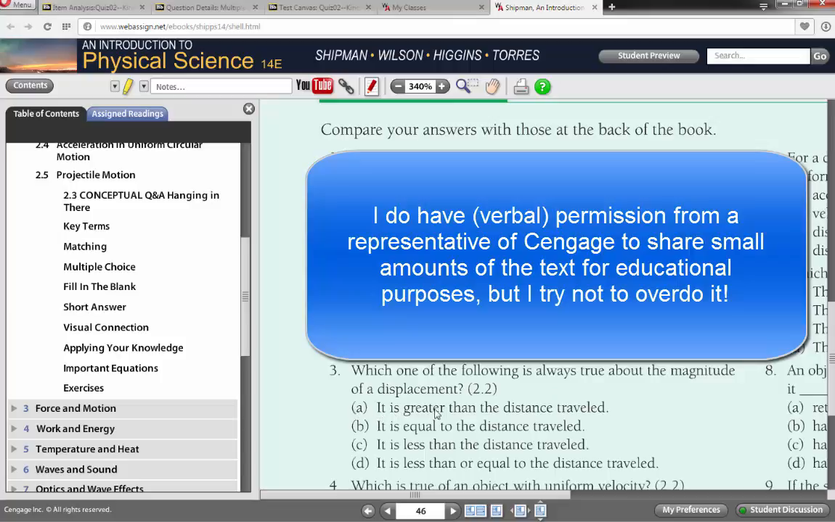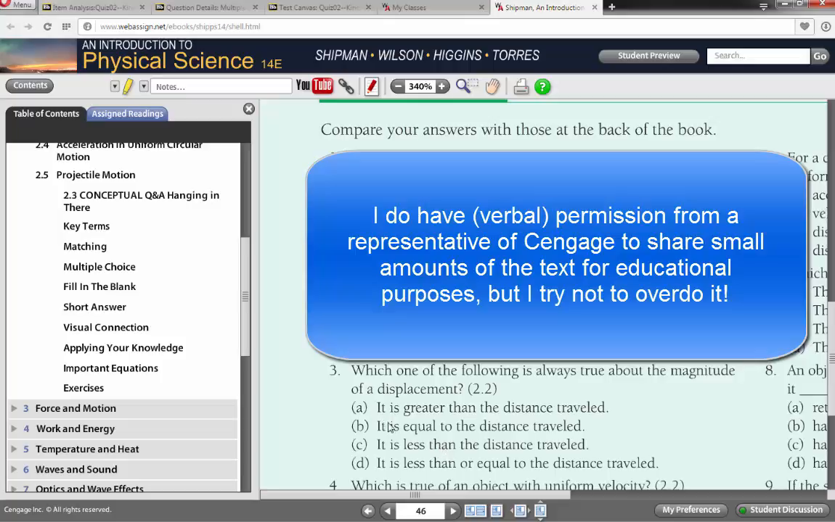Your options are A, it is greater than the distance traveled, B, it is equal to the distance traveled, C, it is less than the distance traveled, or D, it is less than or equal to the distance traveled. Now, if you look in the back of the book, the answer is D. It is less than or equal to the distance traveled. That implies that A, B, and C are actually all wrong.